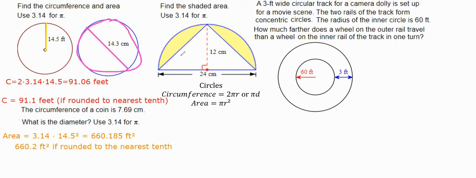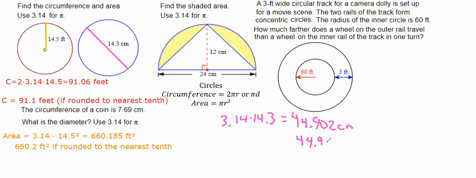Now for this circle, to do the same thing, we're going to use pi times diameter this time because it's a little bit easier, because it's just going to be 3.14 times the 14.3, and that equals 44.902 centimeters. Or if we round it to the nearest tenth, this would be 44.9 centimeters. It will tell you what you should round it to.